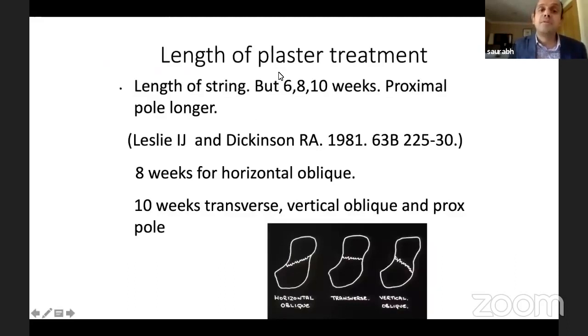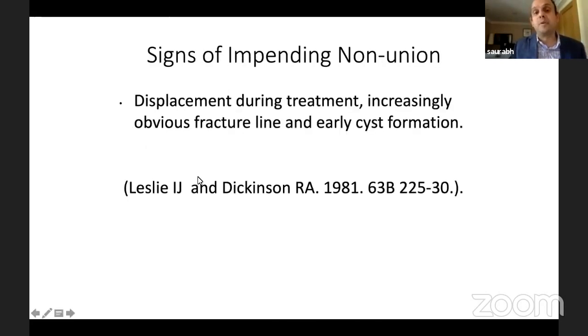Length of plaster treatment. Again, no right or wrong, how long is a piece of string? As I was just telling you, waist I will give 6 weeks. Waist, if somebody's a heavy smoker, I can even give it for 8 weeks. Proximal pole, normally around 3 months. That's the sort of ballpark figure, yeah?